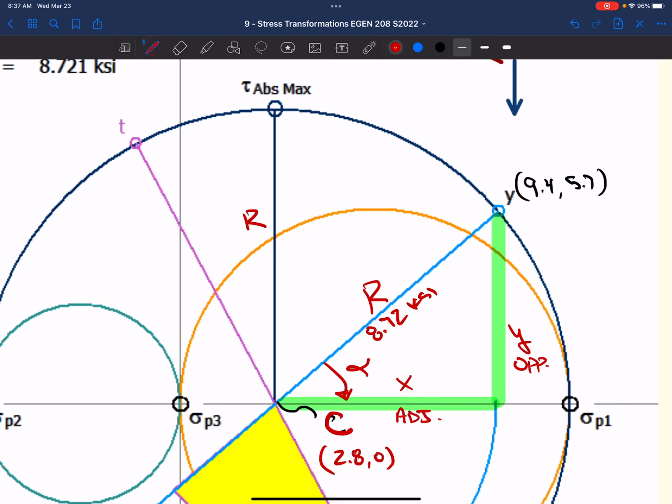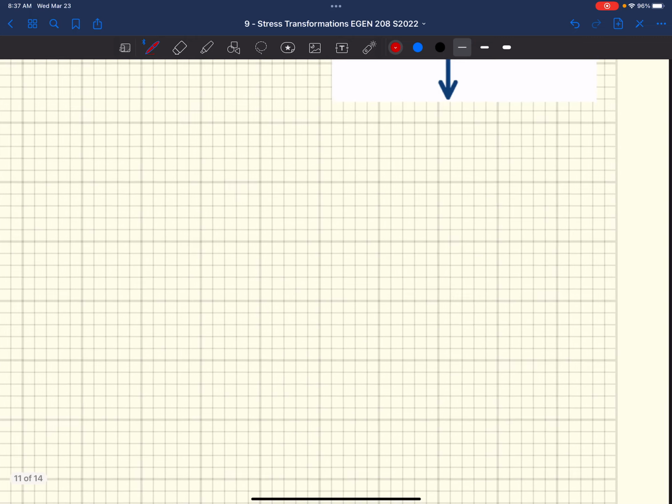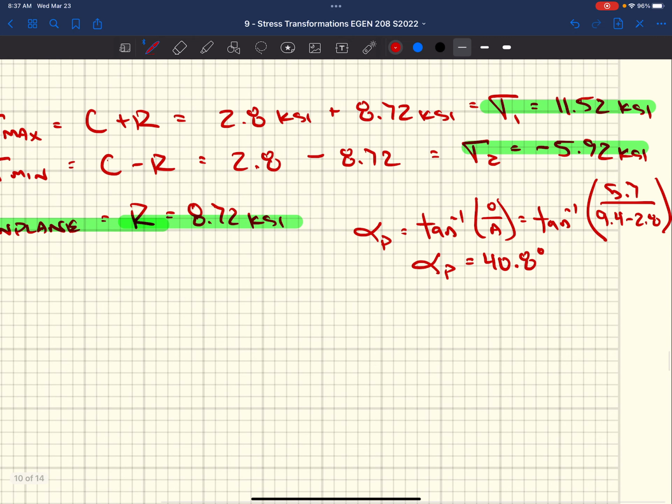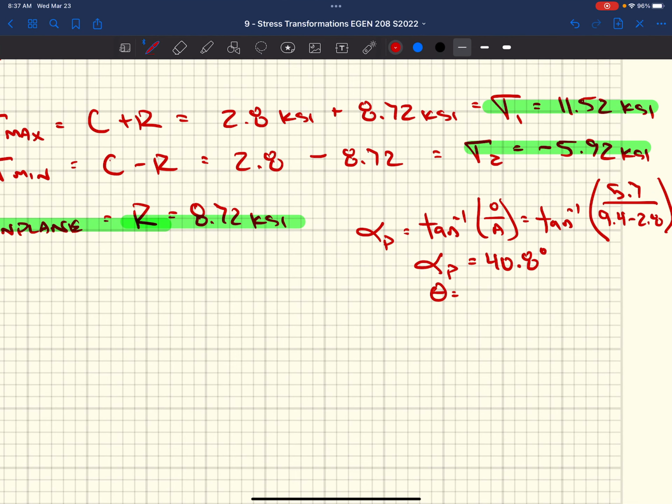Okay, we got 40.8 degrees. Is that it? Is that our orientation? No. What is our orientation? Half of that, so we would take 40.8 divided by 2. Theta, alpha p over 2, or 20.4 degrees. And that 20.4 degrees is clockwise. We have our 2 points, and we rotated clockwise.